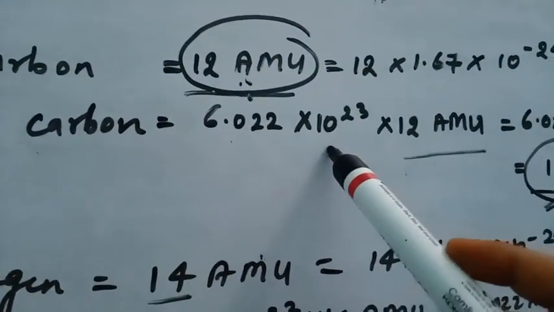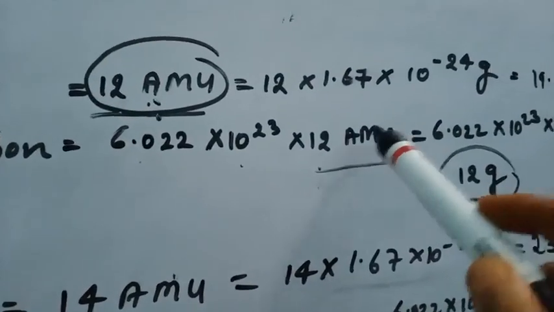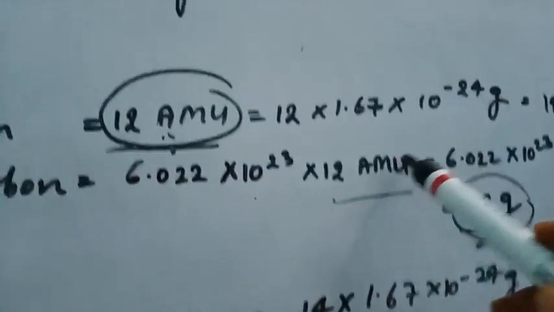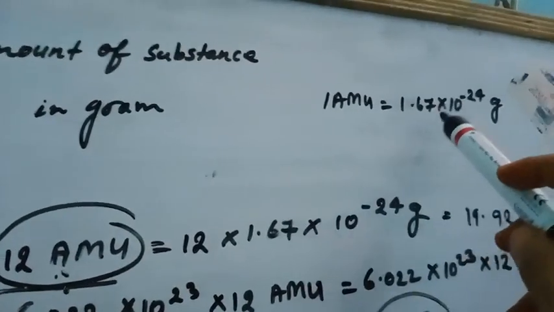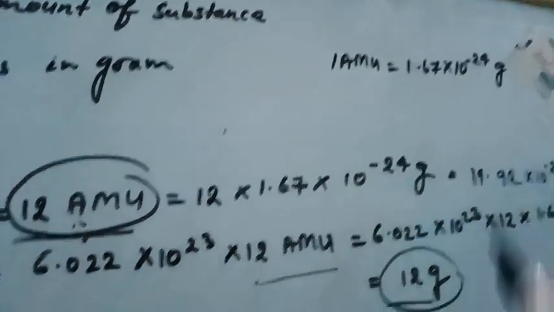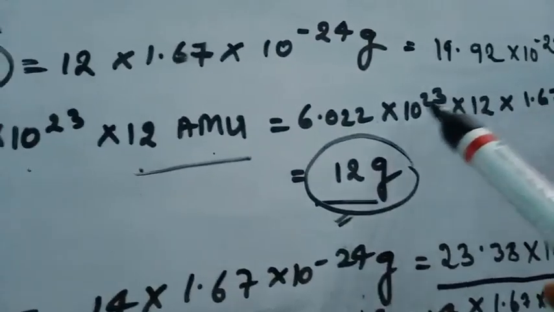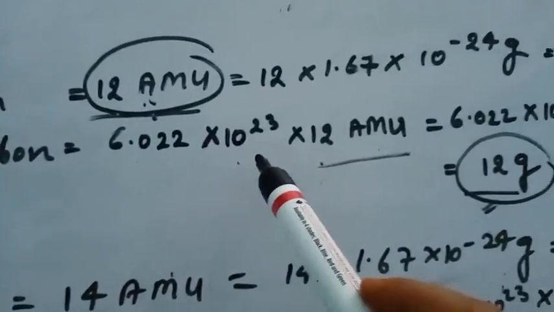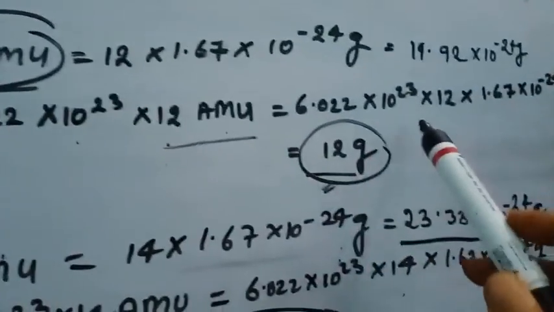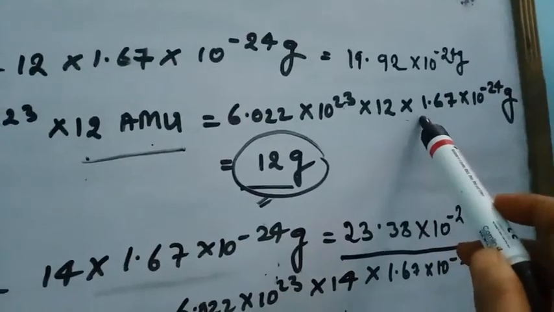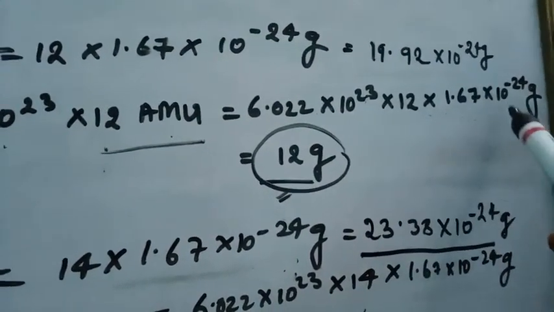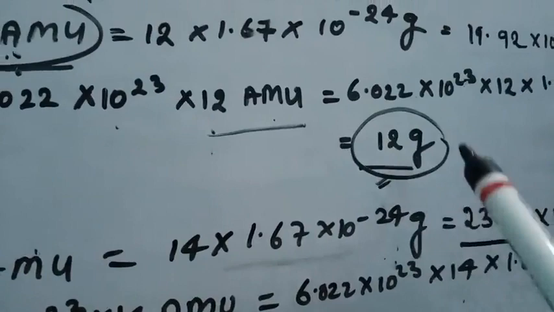6.022 into 10 to the power 23 into 12 into AMU, we will convert it into gram. How will you know that 1 AMU is equal to 1.67 into 10 to the power minus 24 gram. So we will convert AMU into gram, and so we will multiply 6.022 into 10 to the power 23 into 12 into AMU, converted using 1.67 into 10 to the power minus 24 gram, and finally we are getting 12 gram.